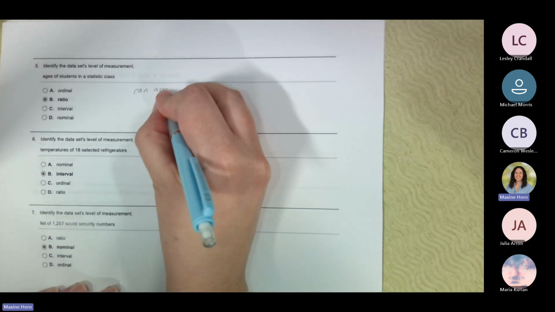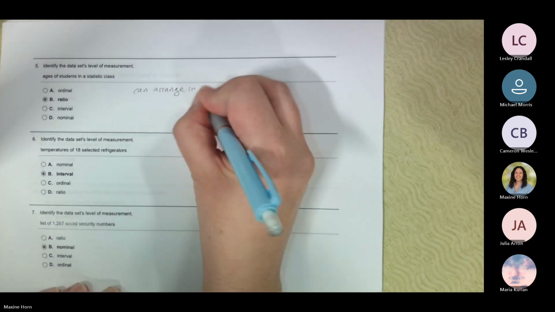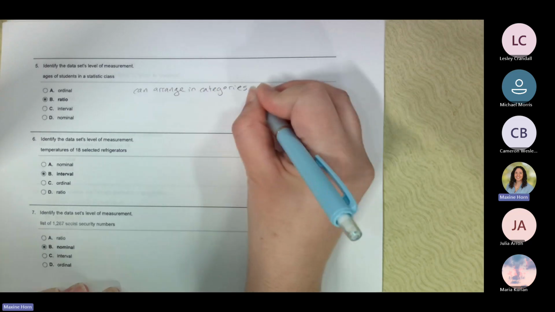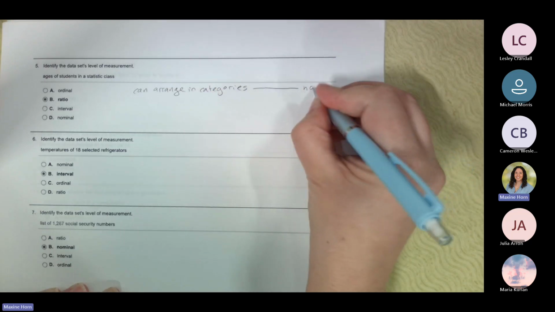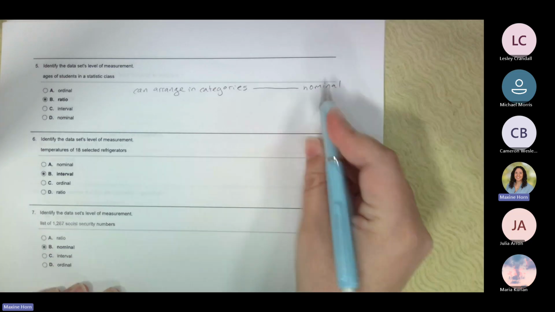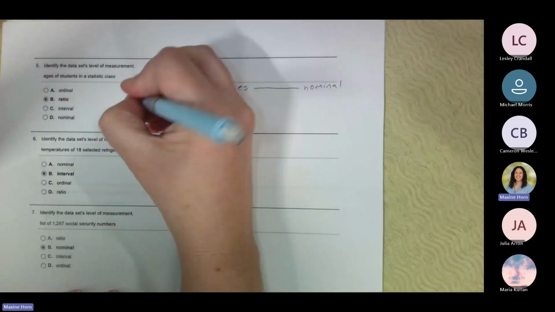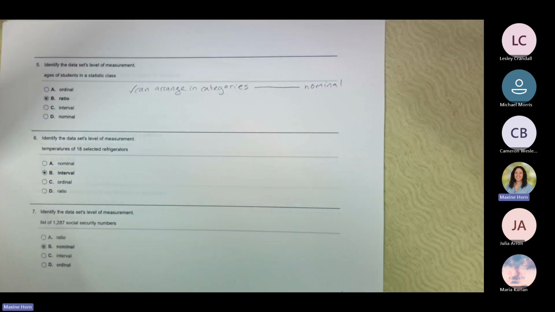The first one is ages of students in a stats class. Can we arrange in categories? Categories is nominal. Think like nominal, like name, right? The root of nominal, nom, name. Can we name them? Can they be in categories? Yes, they can. So definitely nominal.